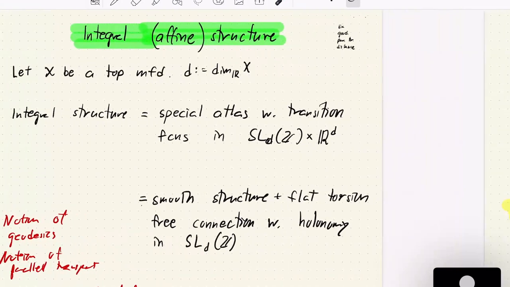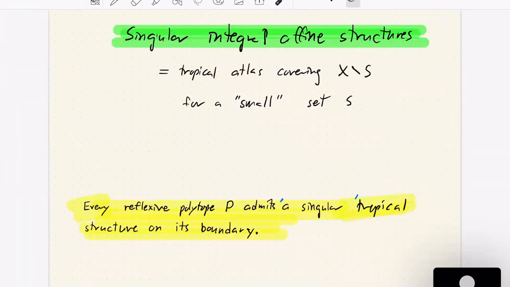Okay. So right, we will also talk about singular integral affine structures. That's loosely connected with the fact that these special Lagrangian torus fibrations are expected to have singularities. It's also expected then that the integral affine structure is going to have singularities. So this particular atlas, by mistake I've written tropical atlas, but I mean integral affine atlas, doesn't cover the entire X. It covers everything except for a small set, and by small set here I mean codimension 2. In its general form, this is a very general object. We don't know anything about the singularities more than the codimension.